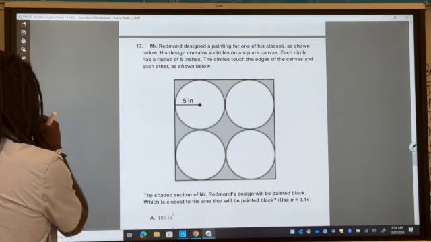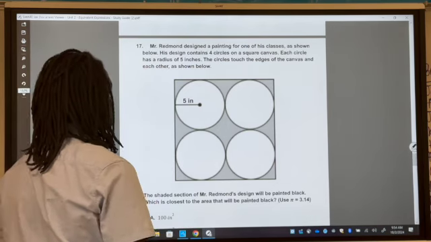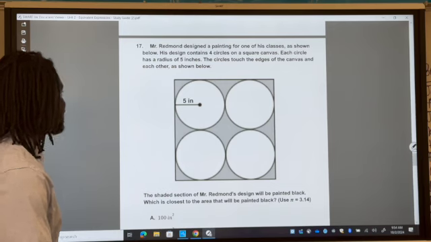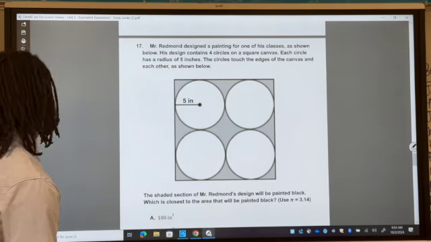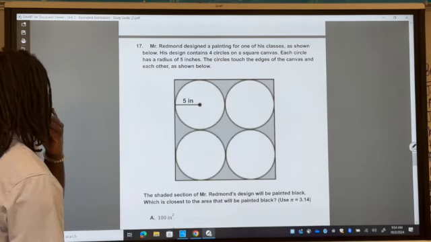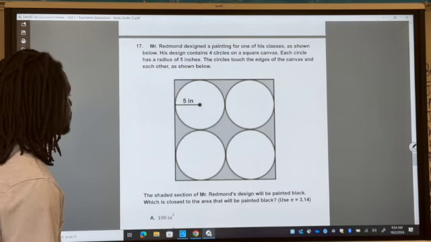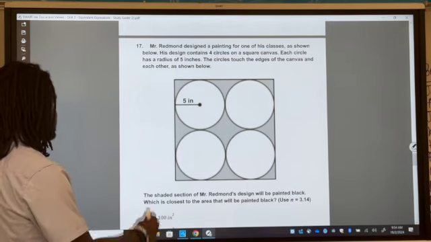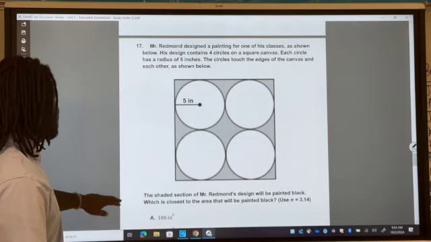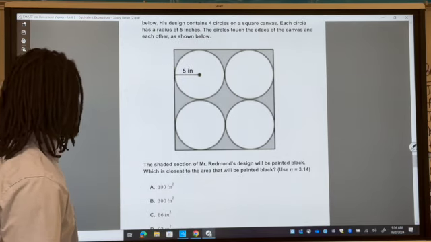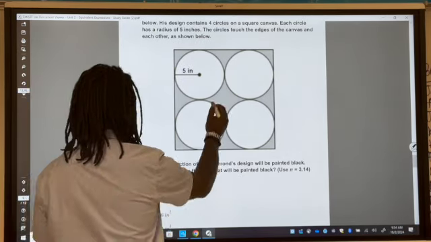All right, Mr. Redmond designed a painting for one of his classes as shown below. It contains 4 circles on a square canvas. Each circle has a radius of 10. The circles touch the edge of the canvas shown together. All right, so we got to find the area of the shaded, okay? So we are finding the area of the shaded.